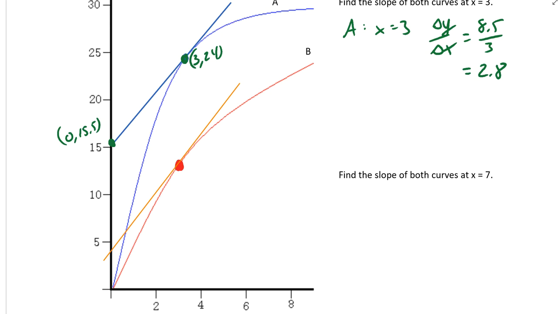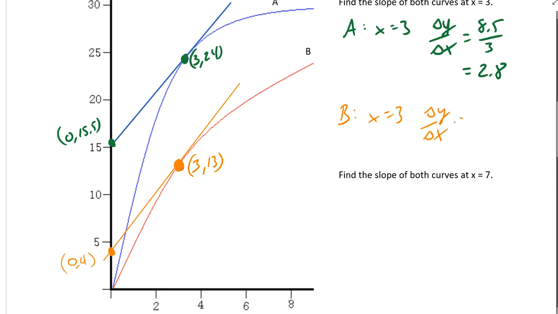I'm going to need a couple points in order to find my slope. So I'll just use that point right there, and I'll use the intercept because it's easy. So looking over here, looks like around 3, maybe 13, and this looks like, we'll say, around 0.4, somewhere around there. So I'm looking at curve B at x equals 3. My change in y over change in x. My change in y going from 4 to 13, which is 9, and it goes from 0 to 3. So something like this, and of course 9 divided by 3 is 3.